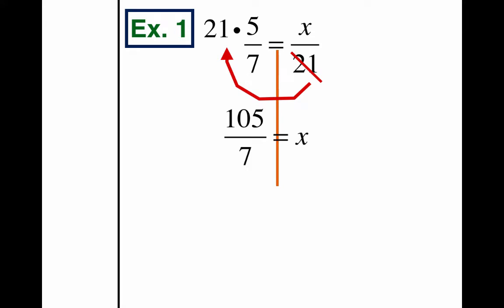Then I'm for sure grabbing a calculator to divide 105 divided by 7. Well, that's 15, a nice even number. So our answer is x is equal to 15, and we've solved our proportional equation.